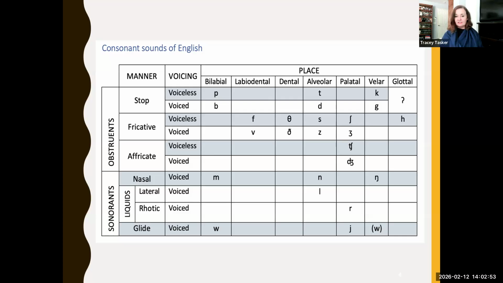vertical axis here is what we call manner. And that's where there's an obstruction in the airflow that happens when we're producing consonants. And then you'll see also voiceless and voiced. We're going to have a whole lecture on that. But basically, voiced means that your vocal cords are vibrating. And we talked about that a little bit at the beginning of the course.